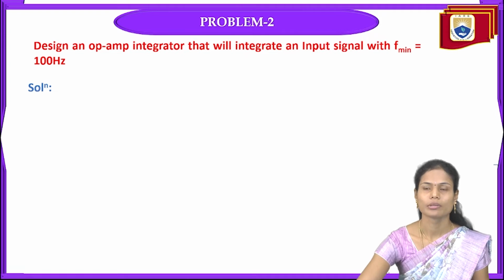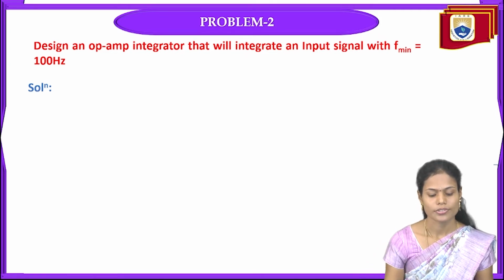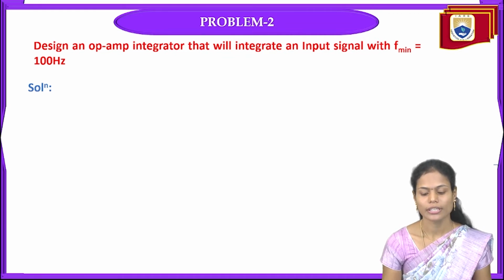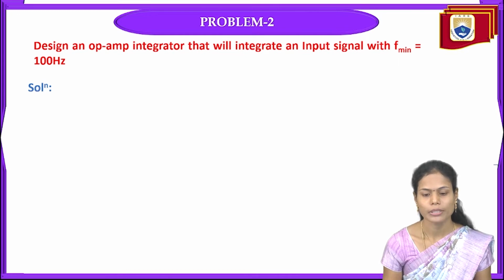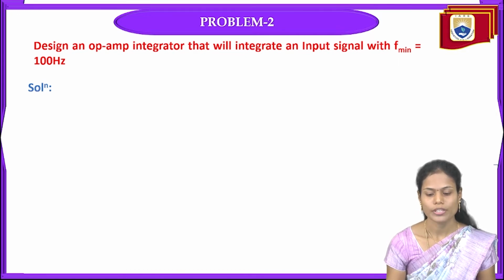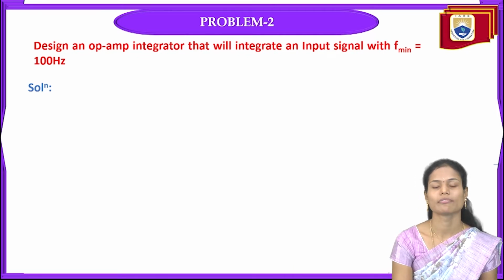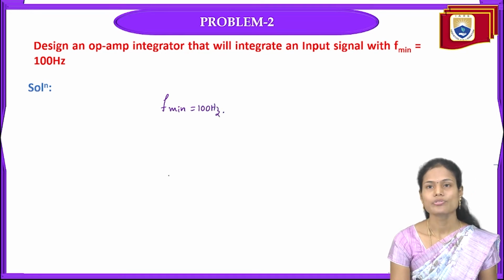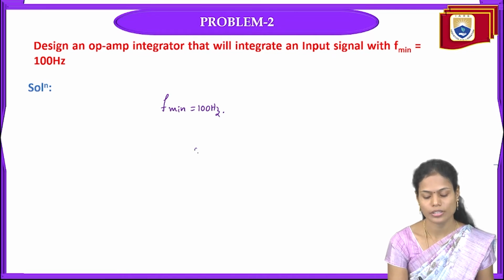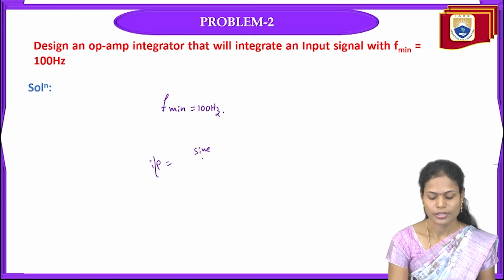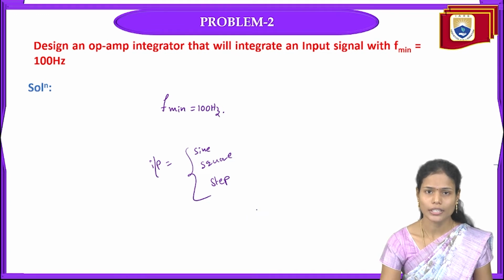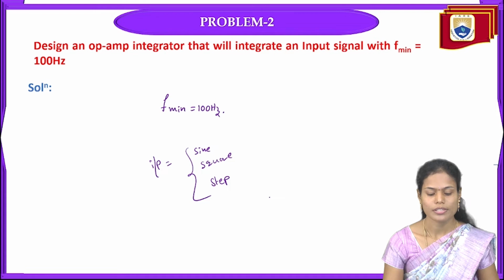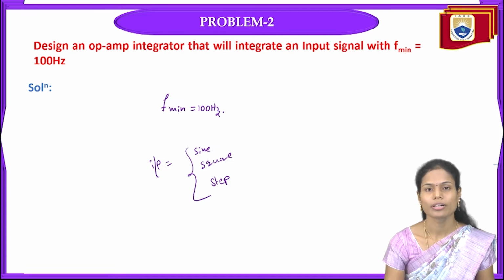So next we'll move on to the second problem, that is, design an op-amp integrator that will integrate an input signal with F minimum of 100 hertz. So in order to design this particular circuit, first of all we have to write the given parameters. Here the only given parameter is the F minimum value, that is 100 hertz. The input signal can be anything, either sine, square or step. So in order to integrate any type of input signal, we have to design this practical integrator with the F minimum of 100 hertz.